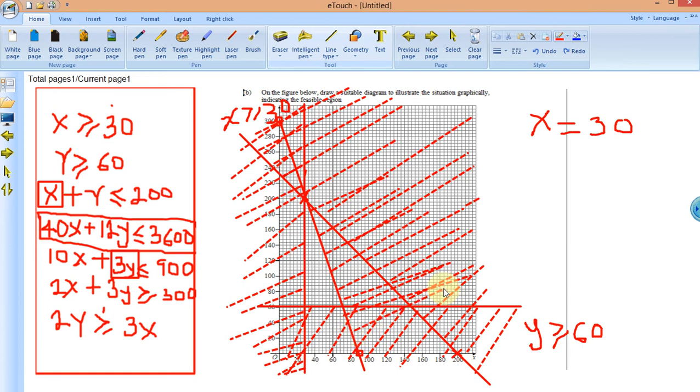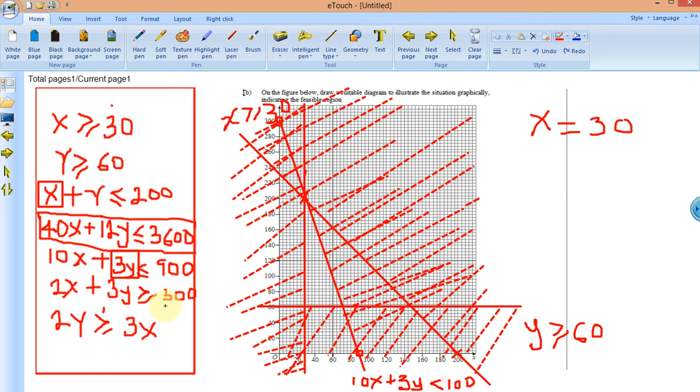So what else? So the final one, what happened there? Oh, 1, 2, 3, 4, 5. Okay, correct. So let me just tag this too, so that I don't lose track. So this one is the graph of 10x plus 3y less than or equal to 900, right? So that's the graph there. I wrote 100 instead of 900, so it's 900.